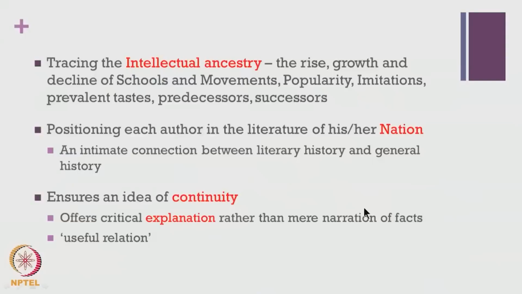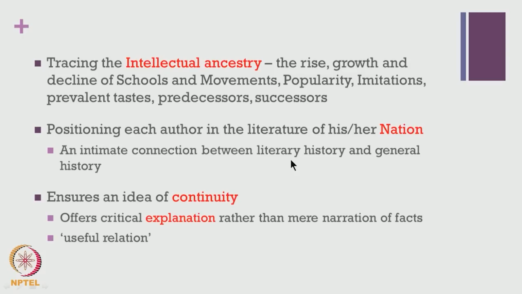In that sense, we shall be tracing the intellectual ancestry of a particular literature, which also means we shall be tracing the intellectual ancestry of a particular community or even a particular nation. So, what do I mean by intellectual ancestry? This could be perhaps a sequential understanding of the rise and growth of various movements, various schools of thought and ideas. It could also mean the various kinds of imitations that are a reflection of the popularity of particular kinds of writing. It could also be the prevalent taste of a particular community or a province, and it can be the discussion of predecessors and successors and the relationship between them.